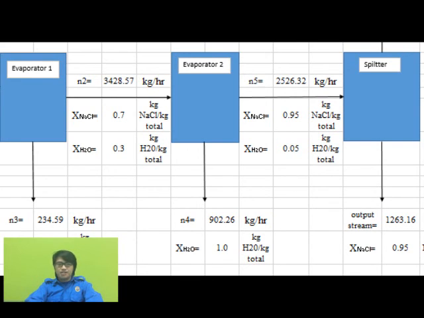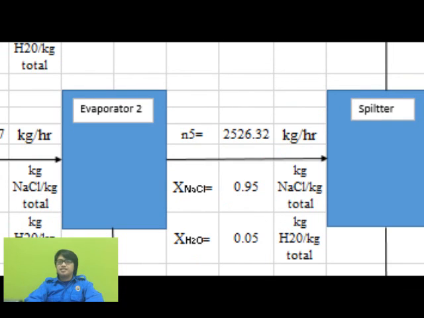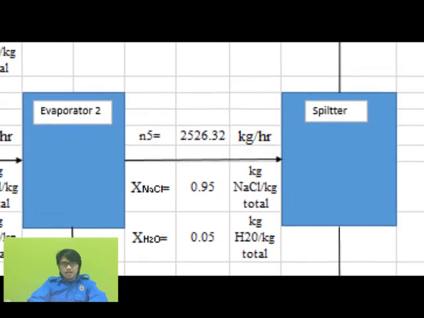The amount is 902.26 kg per hour, and another stream is fed into the splitter with an amount of 2526 kg per hour, with a fraction of 0.95 kg NaCl per kilogram total, and a fraction for water of 0.05 kg of H2O per kilogram total.